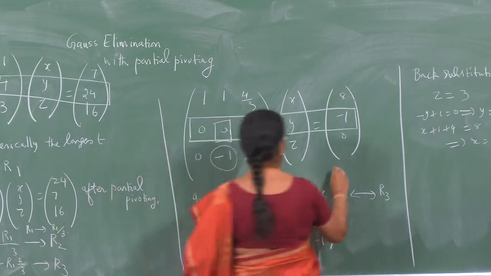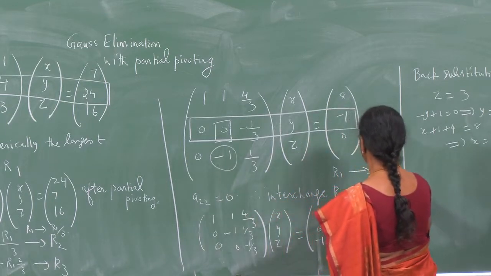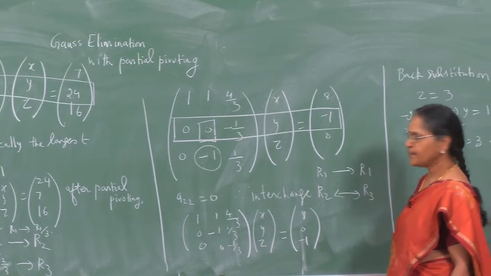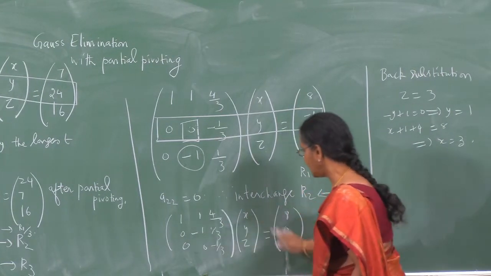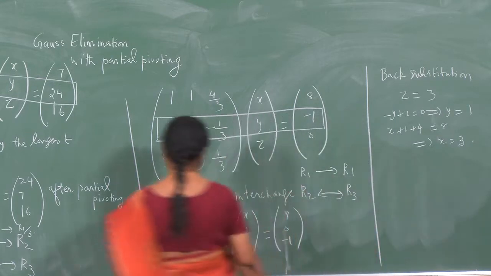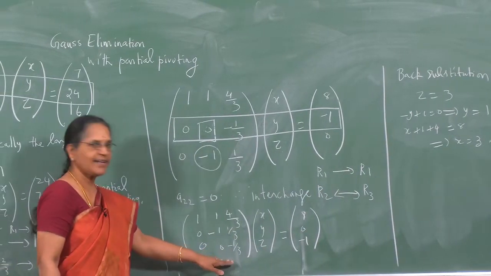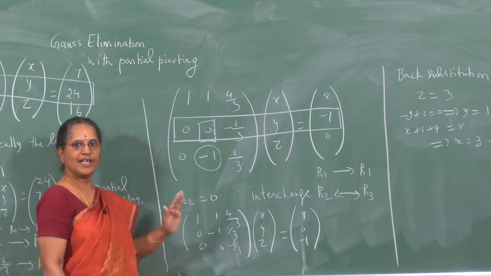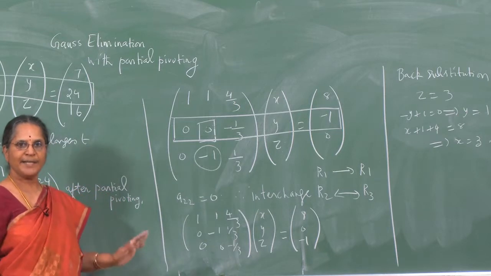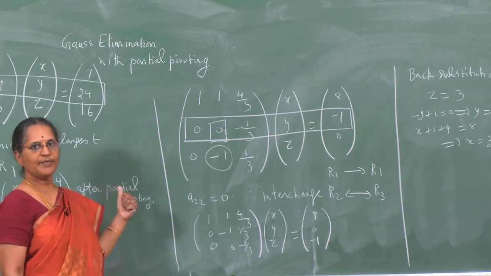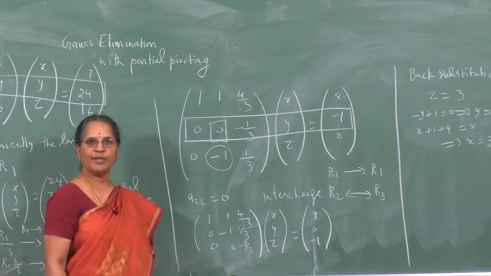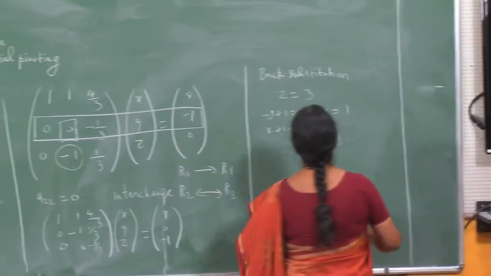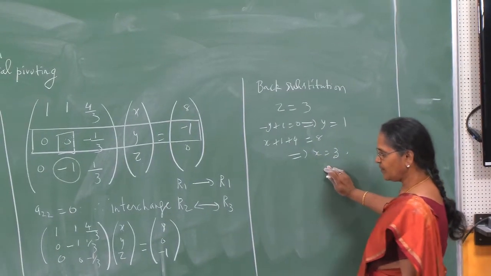So, my R1 remains as it is at this stage, my R2 is exchanged with R3. Now I look at this system, I observe that I have an upper triangular matrix as the coefficient matrix, and therefore, step 1 in Gauss elimination procedure is completed, namely reducing the coefficient matrix A to an upper triangular matrix.